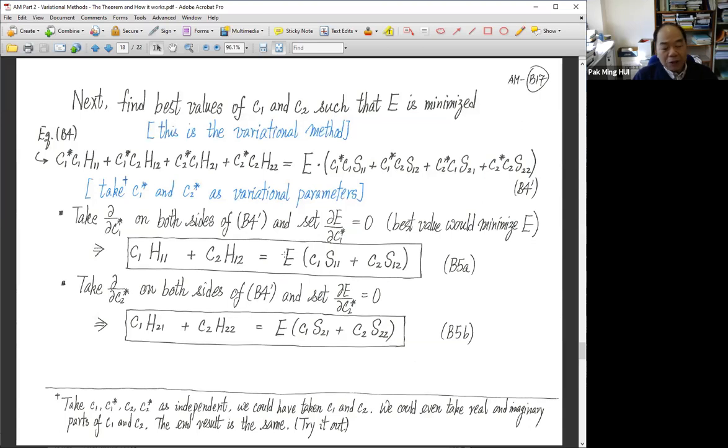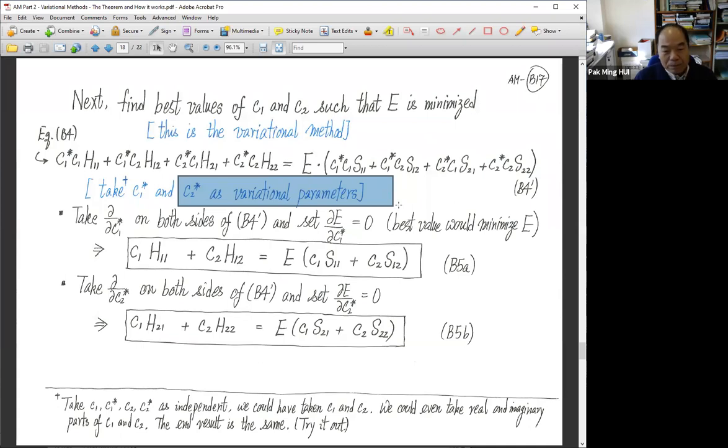Now, we need to find the best value, the optimum value, of C1, C2, so that the expectation value is minimized. Now, I suggest, and you may check it over, that we can take C1 star and C2 star as the variational parameters. Now, some of you may object. There's still C1, C2. Can we take that?